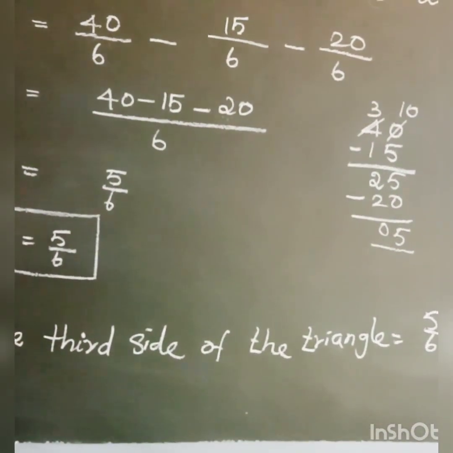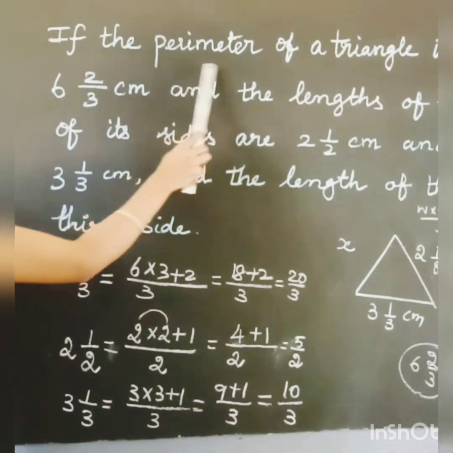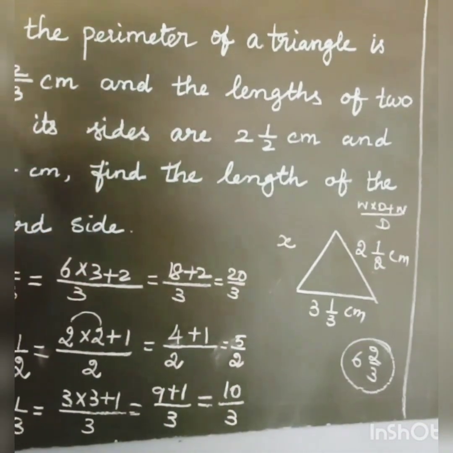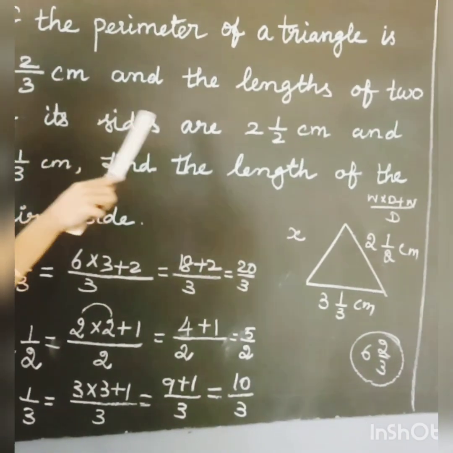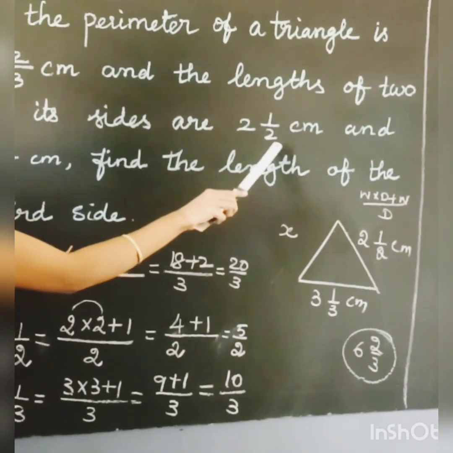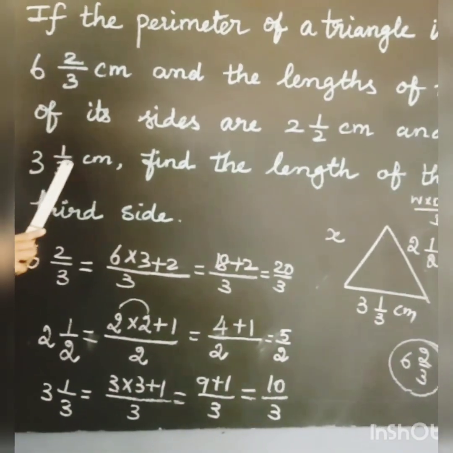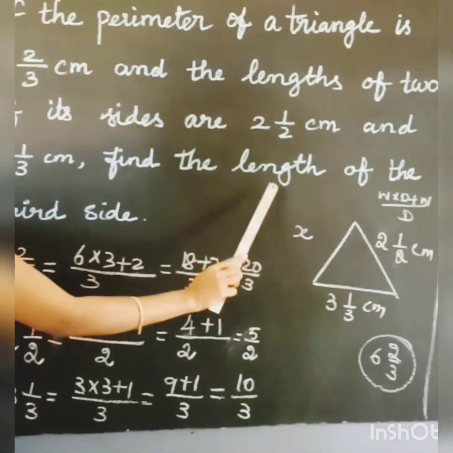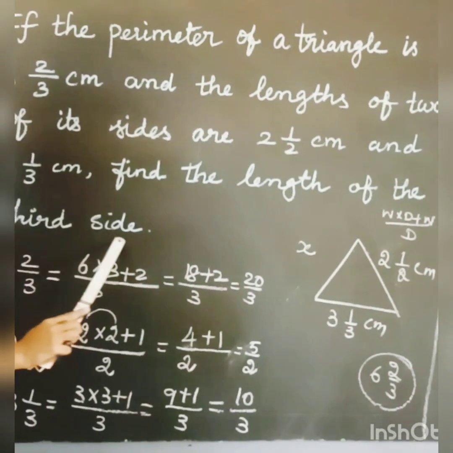Okay, students? Let us recall the sum. What is given? The perimeter of a triangle is 6 2 divided by 3 centimeter, and two sides are 2 1 divided by 2 centimeter and another side is 3 1 divided by 3 centimeter. We have to find the length of the third side.